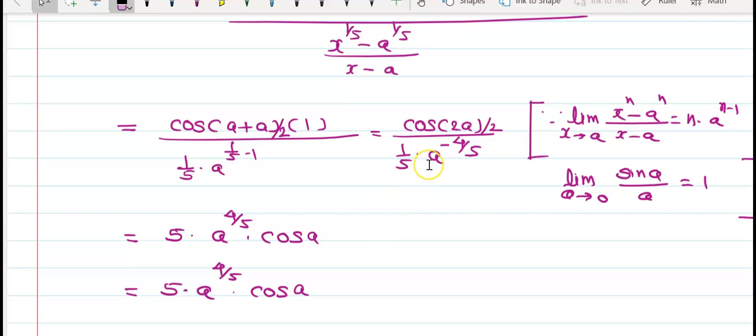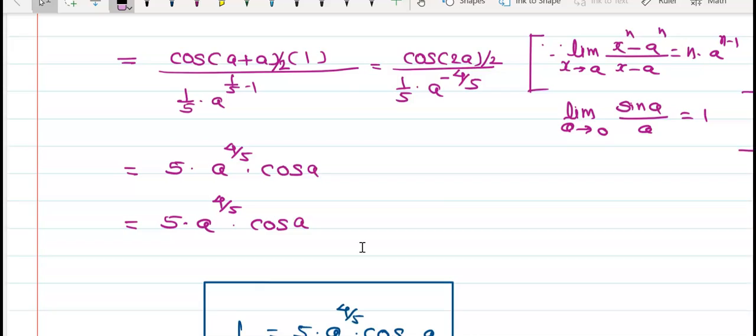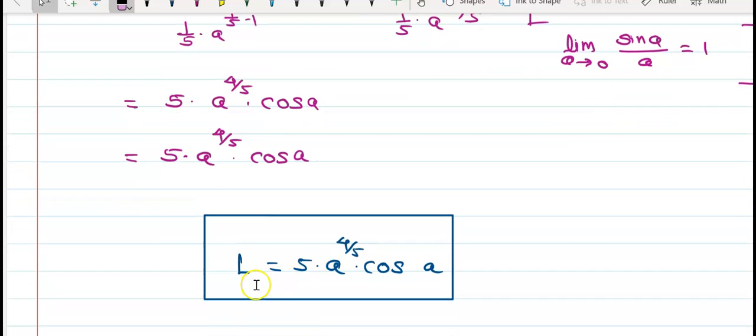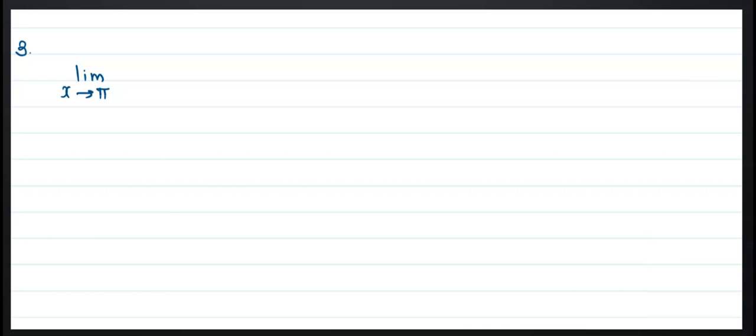Now the power of a is a raised to minus 4 by 5. It becomes positive when it comes to the numerator, and this 1 by 5 becomes the 5 here. Therefore 5 into a raised to 4 by 5 into cos of a, and this is the answer. That is, limit L is equal to 5 a raised to 4 by 5 into cos of a. Now the next problem, number 3.